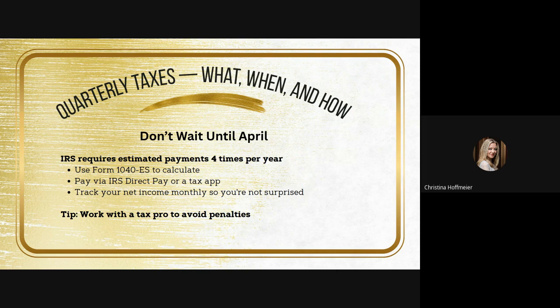And I can tell you that I am prime example number 1 of not paying quarterly taxes until I got my books right and understood how much more I was paying by procrastinating. So make sure that you're paying your taxes on the estimated payments.